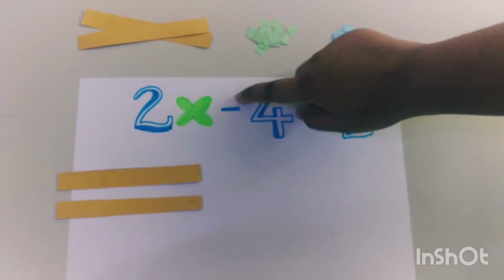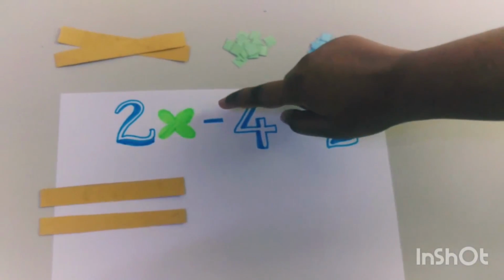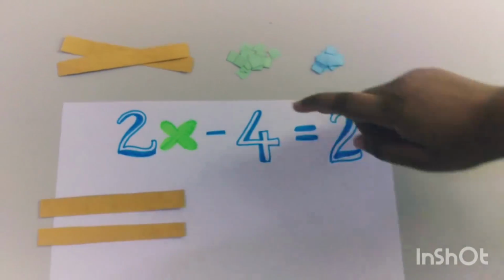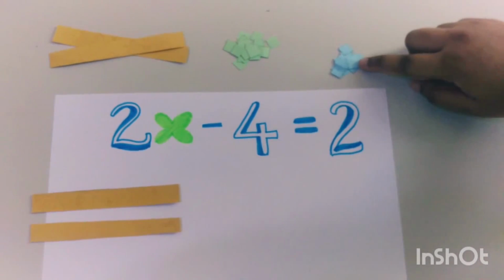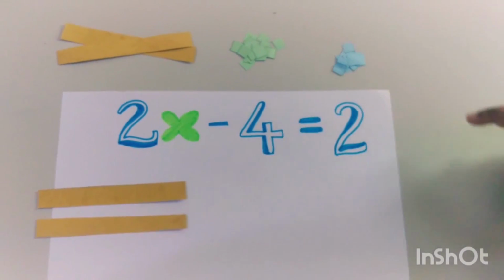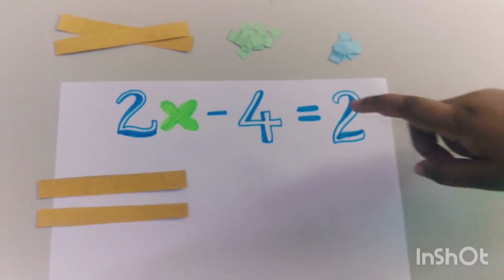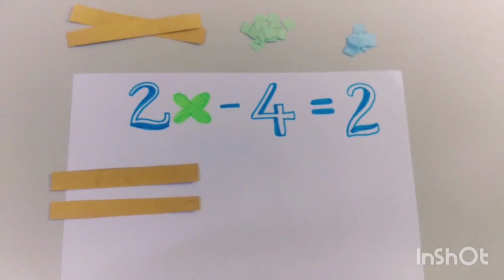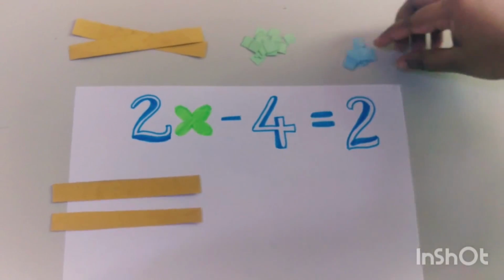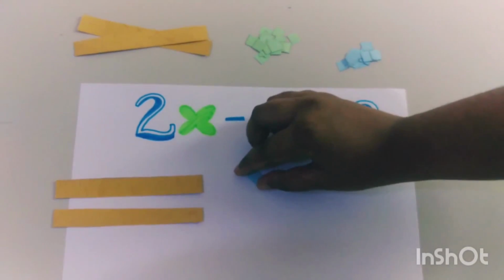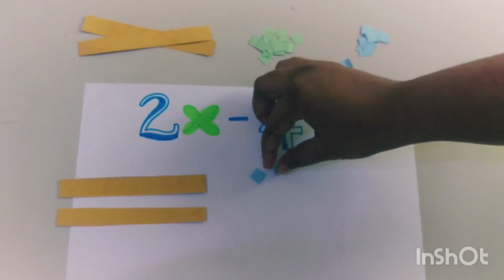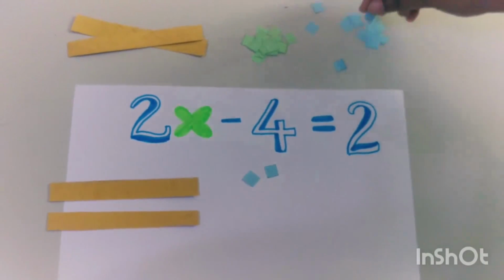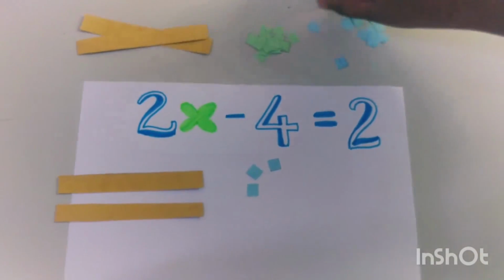Next, you have minus 4. You should consider the sign too. Minus 4. In the rules, I stated that blue squares show minus 1. So, if I have minus 4, I will require 4 blue squares. Let me place 4 blue squares: 1, 2, 3 and 4.